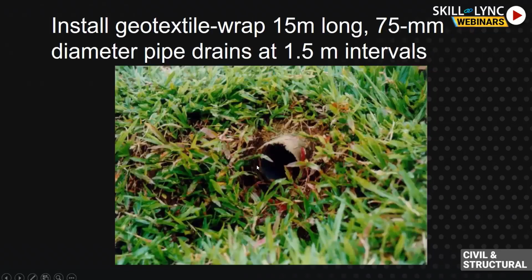So this is a photograph of the pipe. These pipes have perforations on the top and are covered with a geotextile wrap, so as to allow drainage so that no soil will seep into the pipe, clogging the flow of the water. These are pipes with perforations covered with geotextile material. They are 15 meters into the slope, and 75 mm in diameter. They were installed at 1.5 meter intervals, so the distance between this pipe and the next would be approximately 1.5 meters.